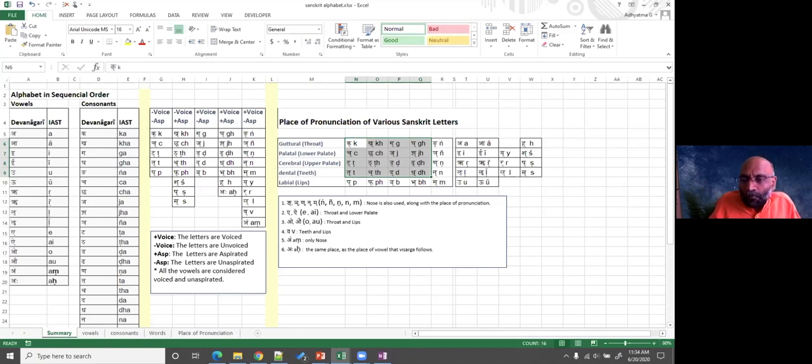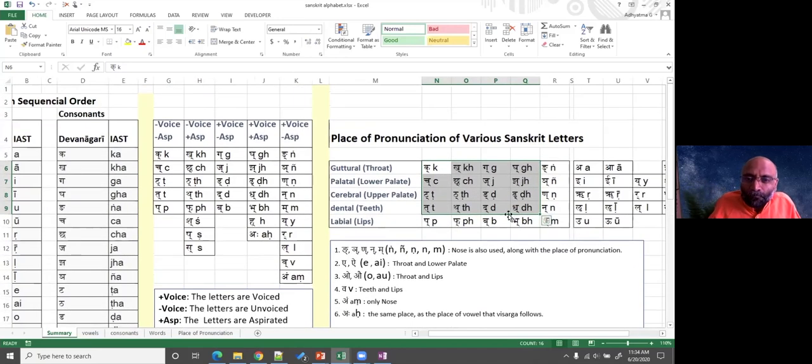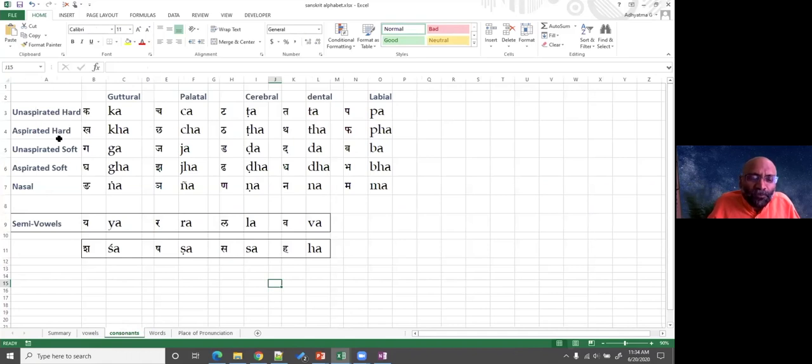Secondly, the consonants have been grouped, particularly these 25 consonants, 5 by 5. They have been grouped by place of pronunciation. So the first row, ka, kha, ga, gha, ṅa, are the ones pronounced from the throat. Then the next row is pronounced from the lower palate, then the upper palate, then the teeth, and then the lips. This place of pronunciation, and also the way one after another they come, tells you whether it's an aspirated sound, unaspirated sound, soft sound, hard sound, nasal sound, or semi-vowel.